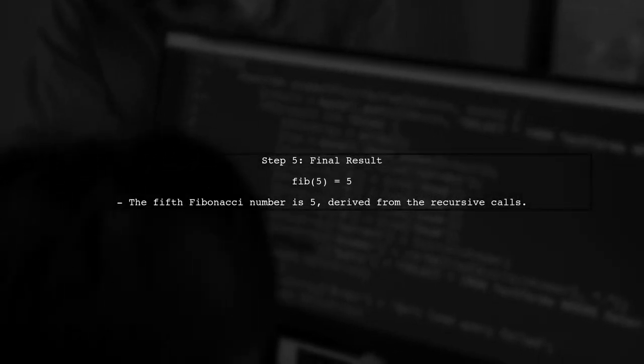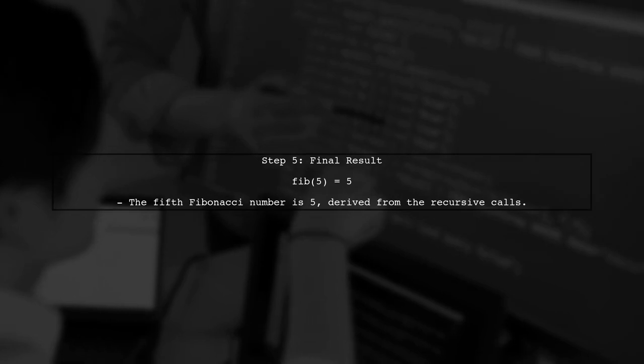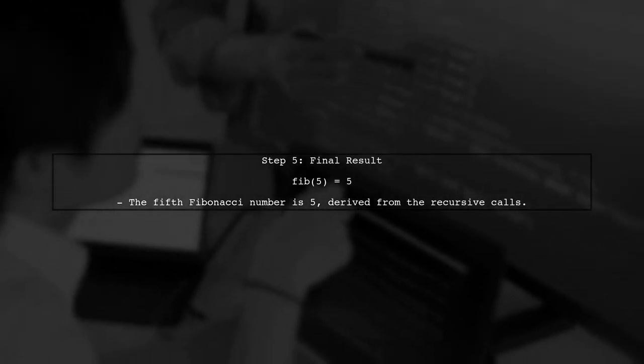Finally, when we sum all the values from our recursive calls, we find that fib of 5 indeed returns 5, which is the 5th Fibonacci number.